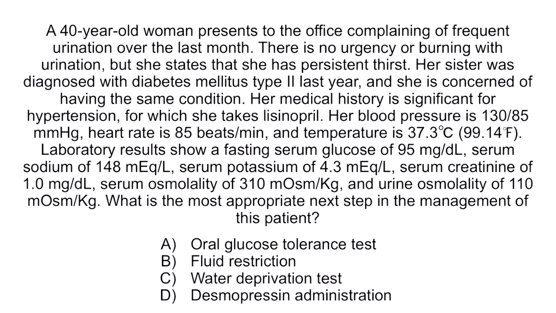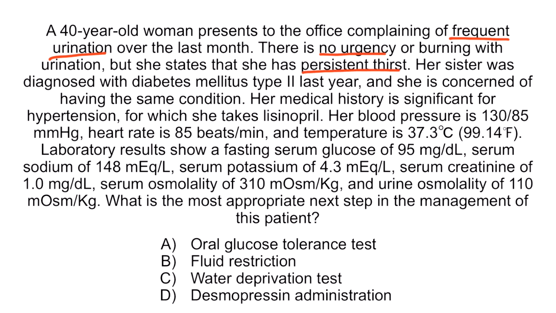Her blood pressure is 130/85 millimeters of mercury, heart rate is 85 beats per minute, and temperature is 37.3 degrees Celsius. Laboratory results show a fasting serum glucose of 95, serum sodium of 148, serum potassium of 4.3, serum creatinine of 1.0, serum osmolality of 310, and urine osmolality of 110. What is the most appropriate next step in the management of this patient? A. Oral glucose tolerance test. B. Fluid restriction. C. Water deprivation test. Or D. Desmopressin administration.